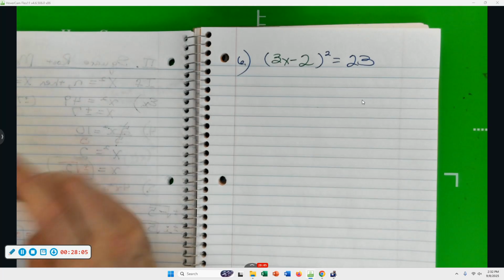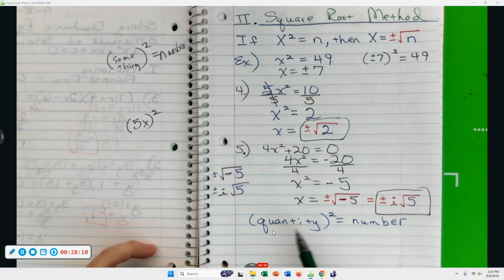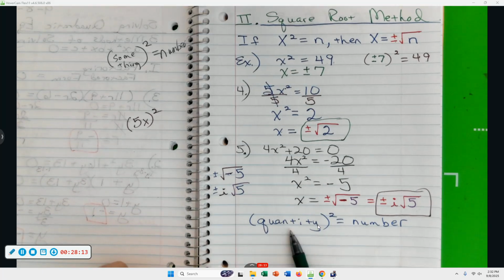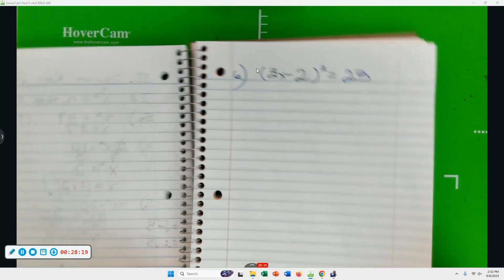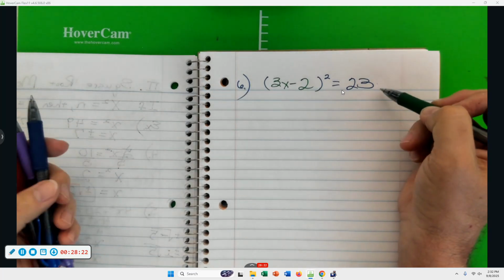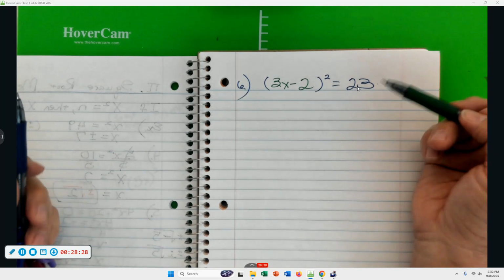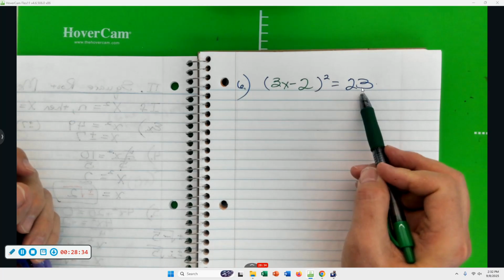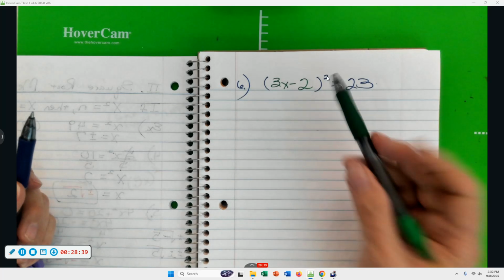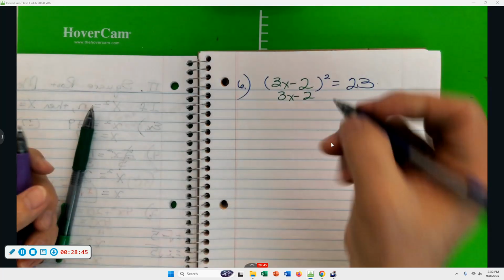Remember what I wrote down here at the bottom of this page. As long as the equation's in the form a quantity squared equals a number, you can use the square root method. I claim the way it's written, it's in the desired form. We have a quantity being squared, and we have a number by itself on the other side. So according to the square root property, you drop the square on the left, and what are you going to have to pick up on the right?